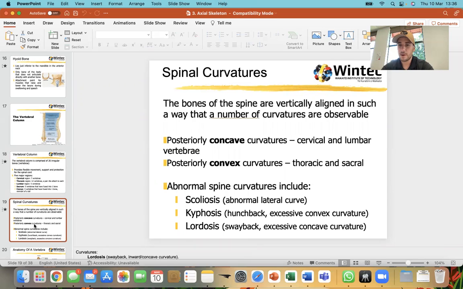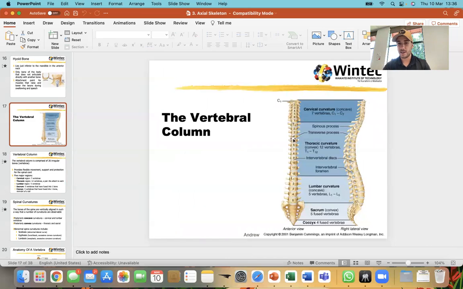Okay, the bones of the spine are vertically aligned in such a way that there are a number of curvatures that are observable. Okay, so it runs vertically. So our spine is nice and straight, but when you turn us so that you're looking at us side on, you can see that there are curves within the spine, okay, which can be seen here. So when we're looking at it, this is the anterior view. So that means that we're looking at it from front on. So if you were to put a skeleton there, you'd be looking at them face to face.